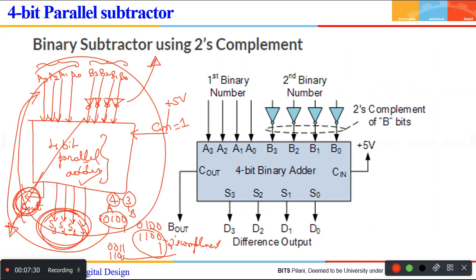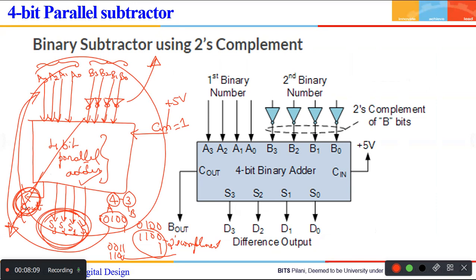To understand this, your 2's complement subtraction should be solid. If somebody doesn't know 2's complement, you cannot understand this. I want everyone to know 2's complement subtraction. This is compulsory. When you do 2's complement subtraction, if you get a carry while doing the addition, that means the answer is positive. Discard the carry. If you don't get a carry at all, that means the answer is negative. That's the indication whether your answer is positive or negative.